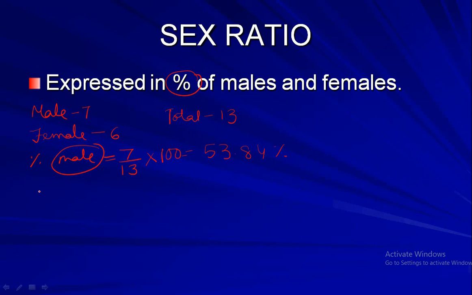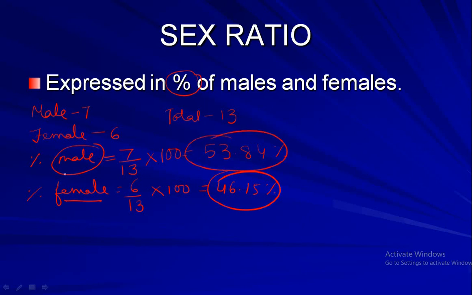Similarly, if you want to calculate the percentage of females present in the population, that is equal to 6 upon 13 into 100, which is equal to 46.15%. So in this population, 46.15% are females and 53.84% are males. Okay, so in this way we calculate the sex ratio of the population.